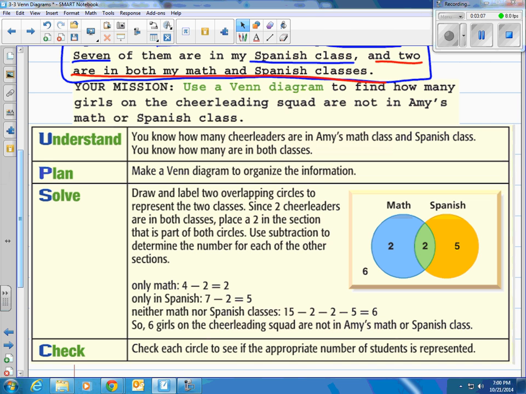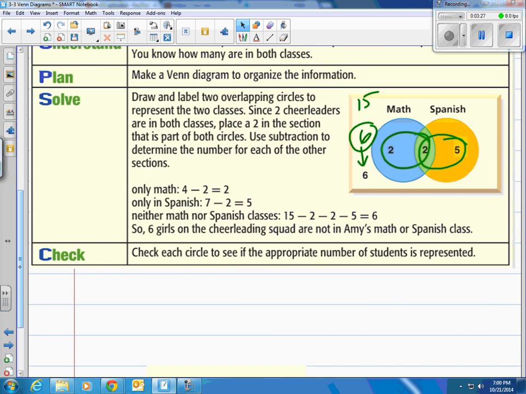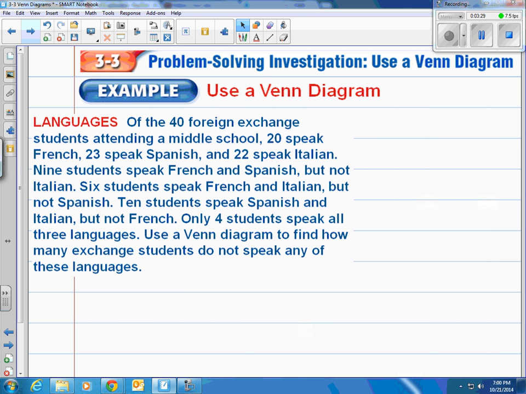Just to show that, here we are. Here are the 4 people that are in her math class. Here are the 7 people that are in her Spanish class. And notice 15 minus those 2 numbers will give you 6. Or I should say all those 3 numbers will give you 6. That's why we have that 6 outside of the 2 circles. All right, how about you give it a shot?